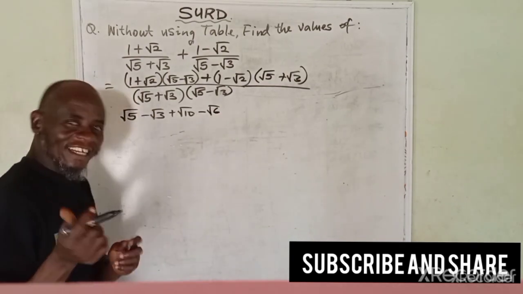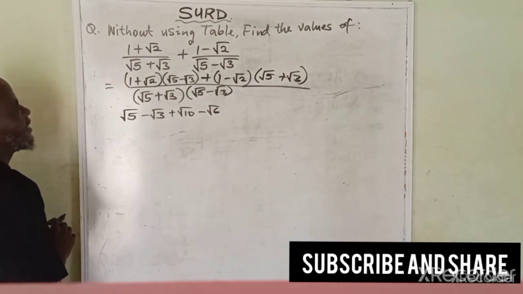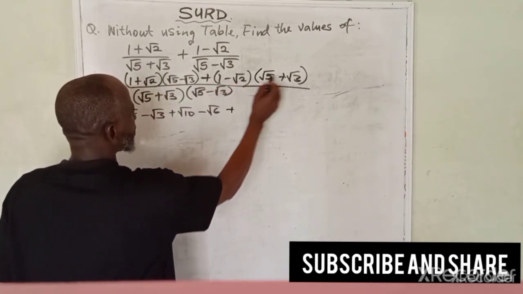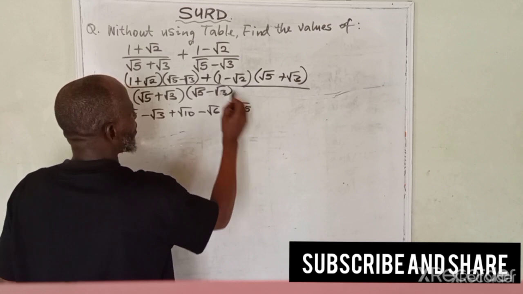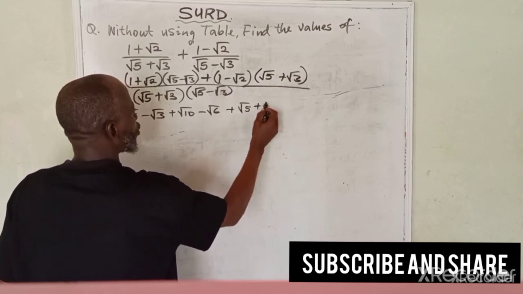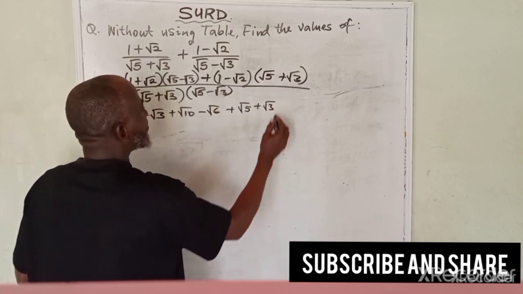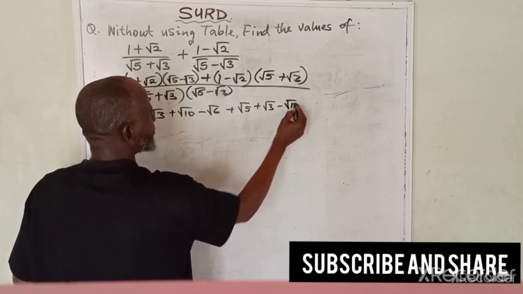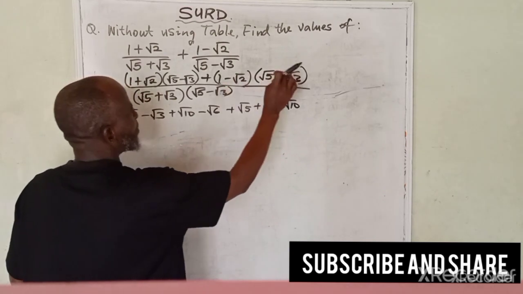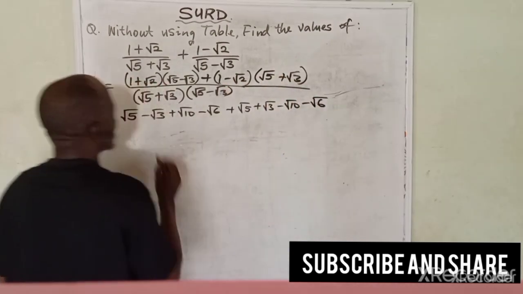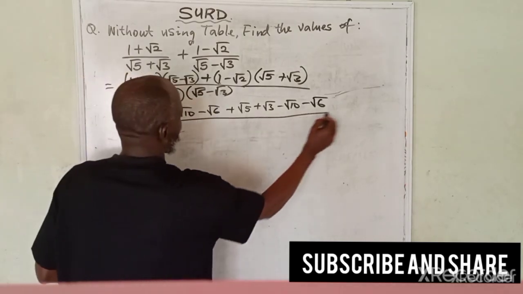Are we together? Together we are. Now, we have expanded this. We move to the next one. Then plus 1 multiply root 5 is root 5. 1 multiply plus root 3 is plus root 3. Minus root 2 multiply root 5 gives you minus root 10. Minus root 2 multiply plus root 3 gives you minus root 6.